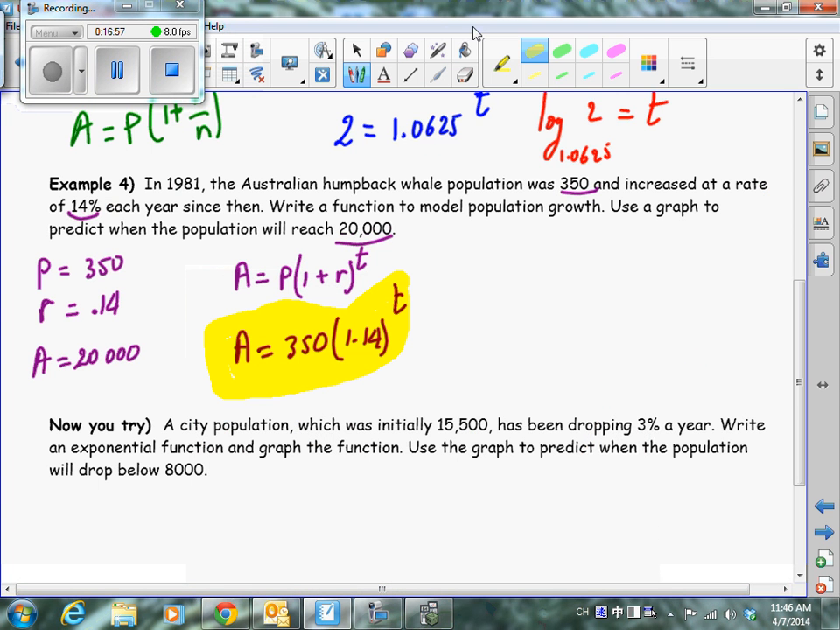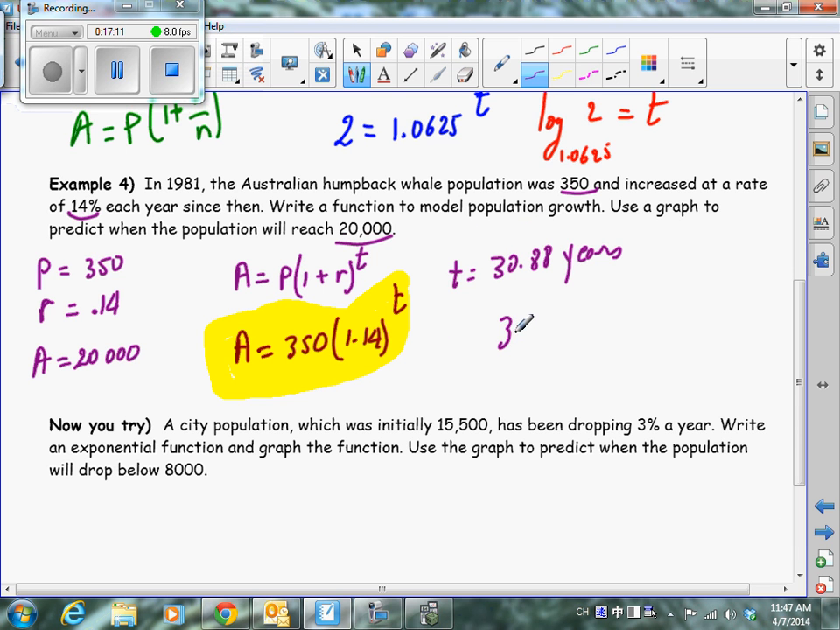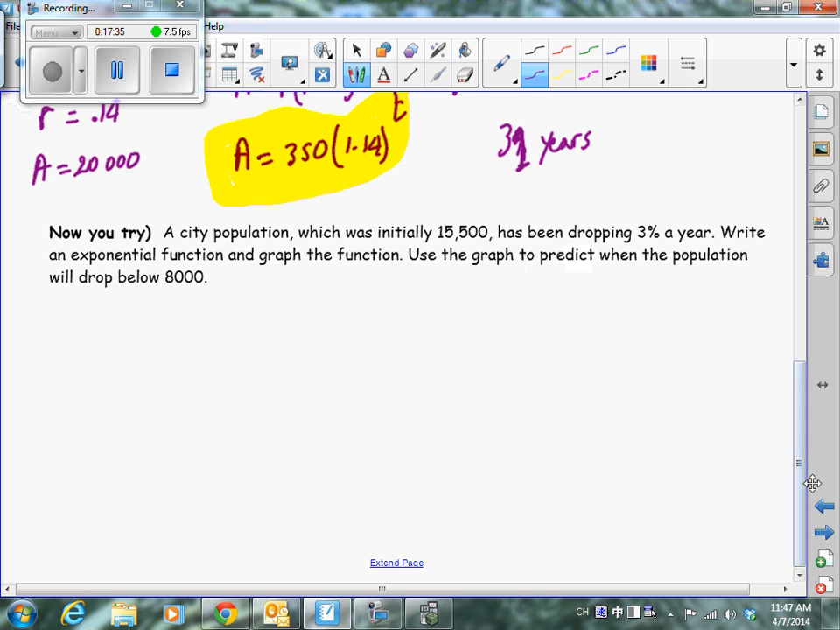So I will say 30.88 years. But yes, it's going to be 31 years. It's growing, so it's after 31 years. Remember, there's a common sense behind it too. Since it's a word problem, at 30.88 years we won't reach it. It's after 31 years. 31. And I copy you. That's 31. It happens. Now there's one for you to try and let me know how you do on that.